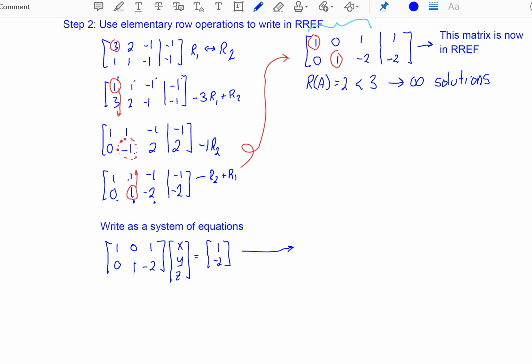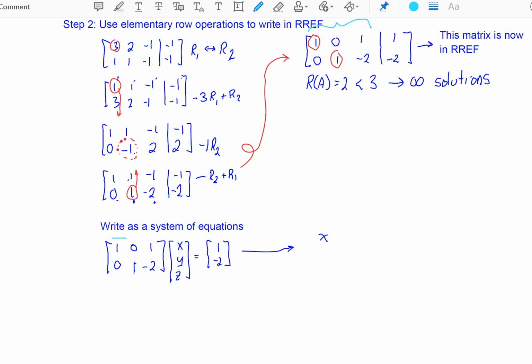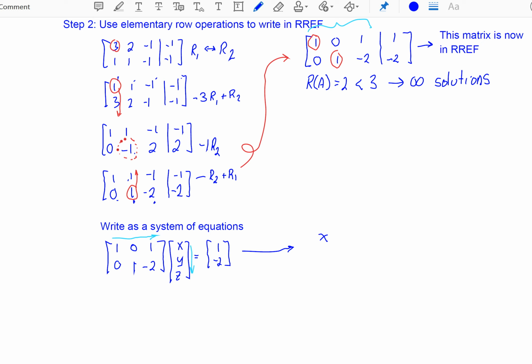Now, as a system of equations, this would look like x. I'm multiplying my matrix times this column vector here. So when I multiply that matrix, you get 1x plus 1z equals 1, or y minus 2z equals negative 2.